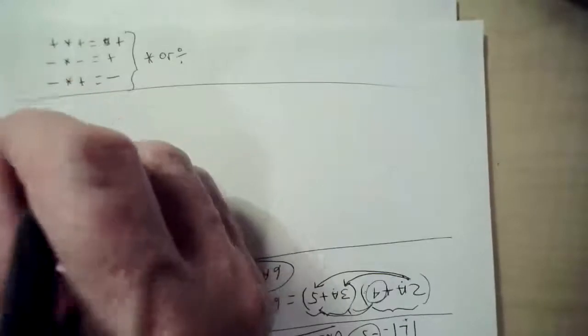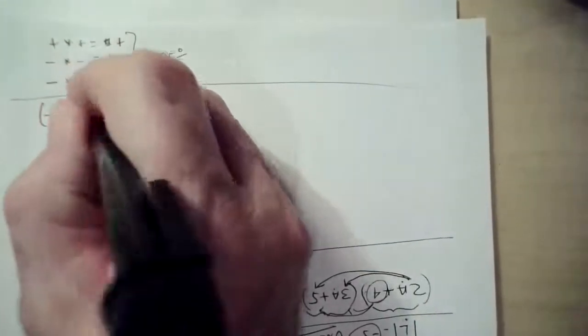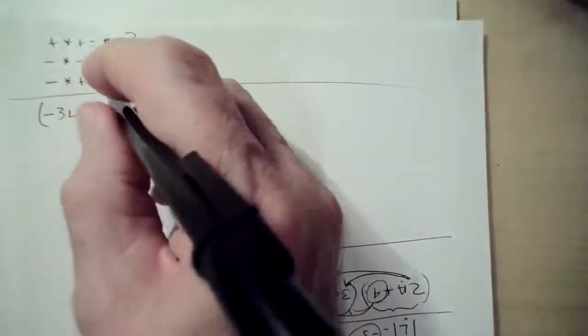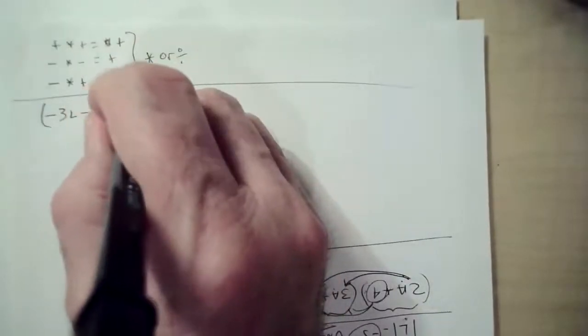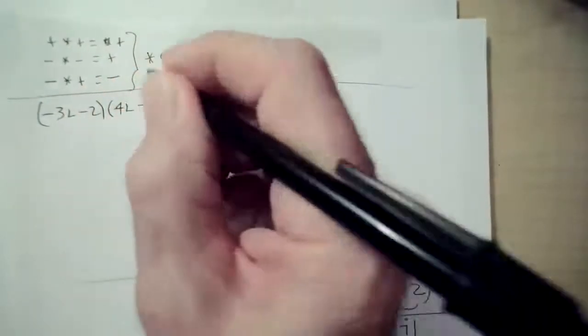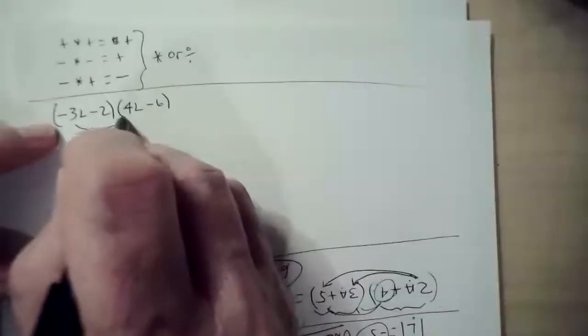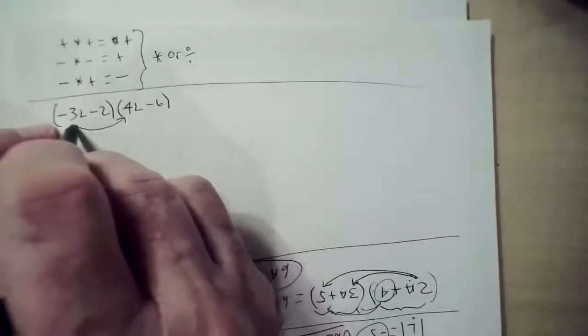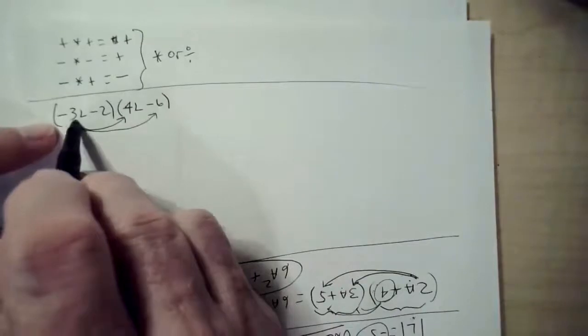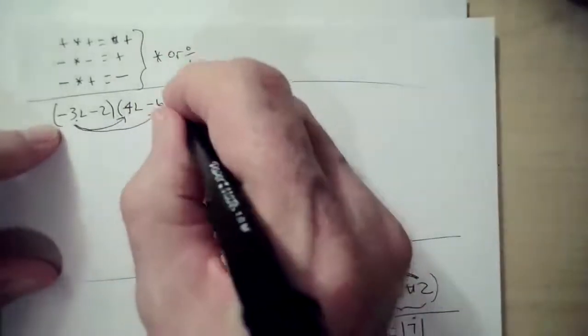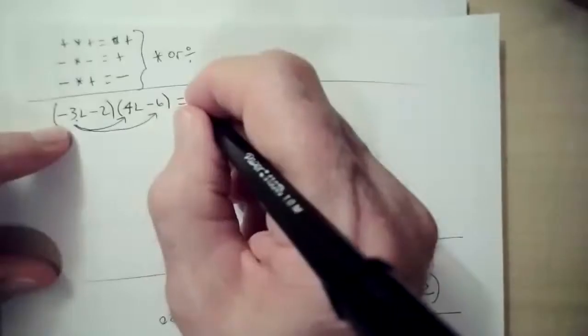Okay, here we go. -3b, -3l for Luna, -2. They got these godless negative numbers in here. Times 4b minus 6. L minus 6. Now first we take the negative 3L and we multiply it times everything over here. Negative 3L times 4L is 12L squared.